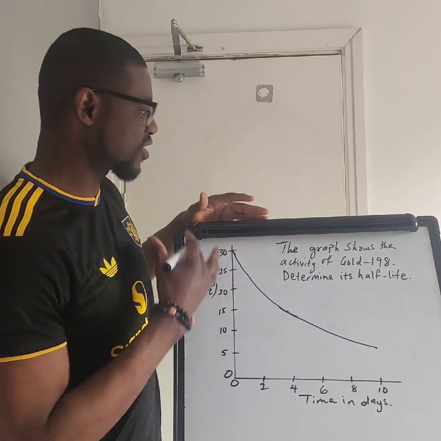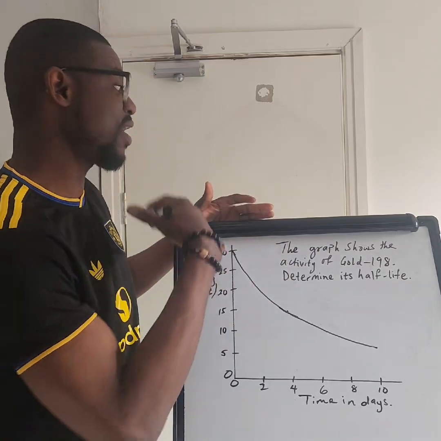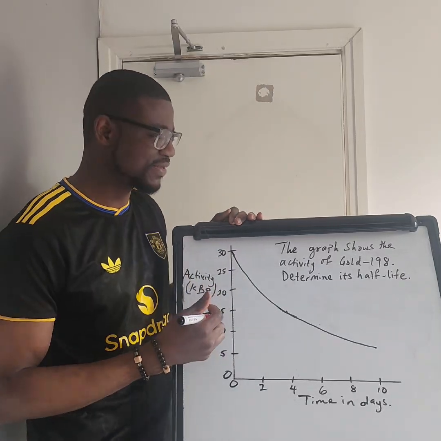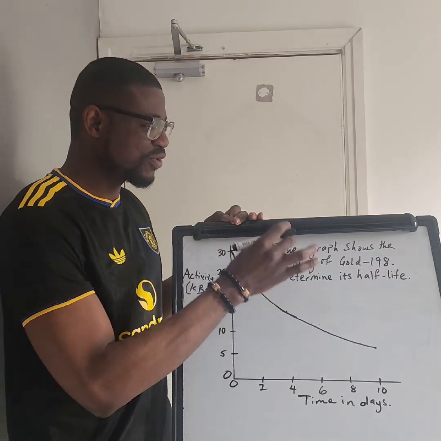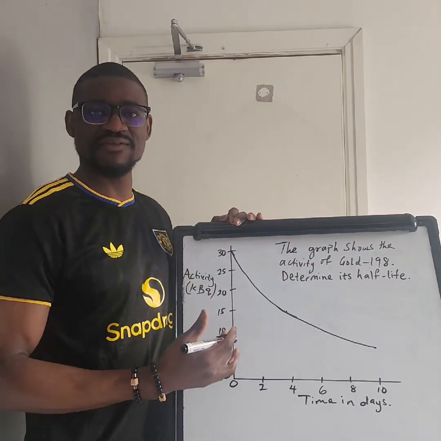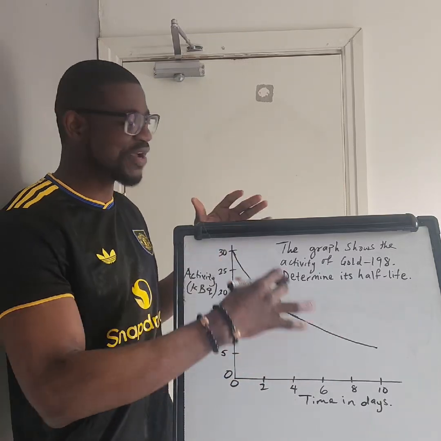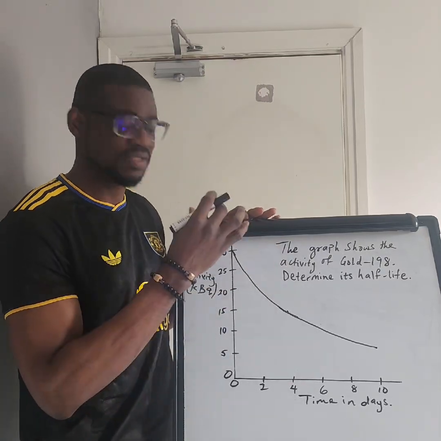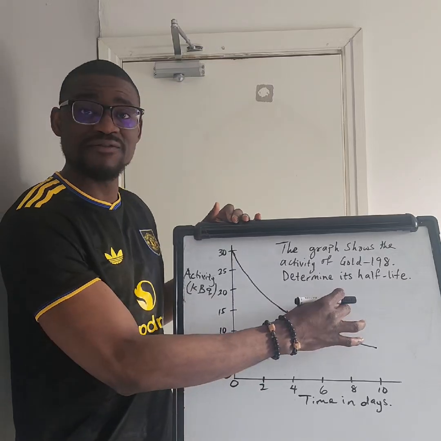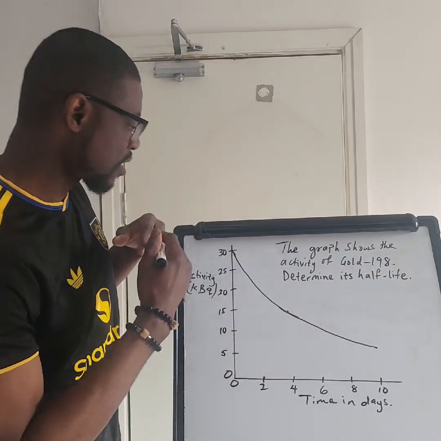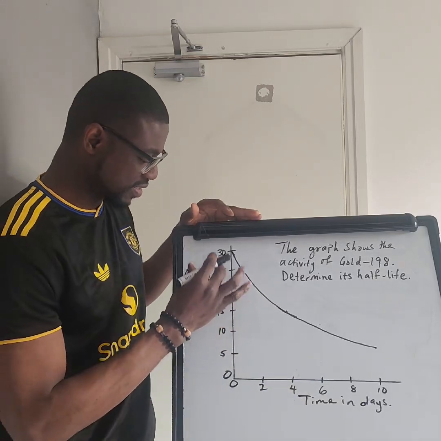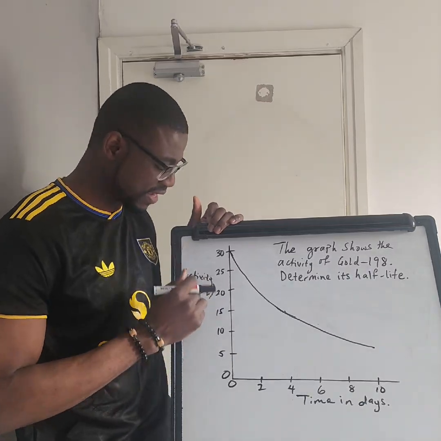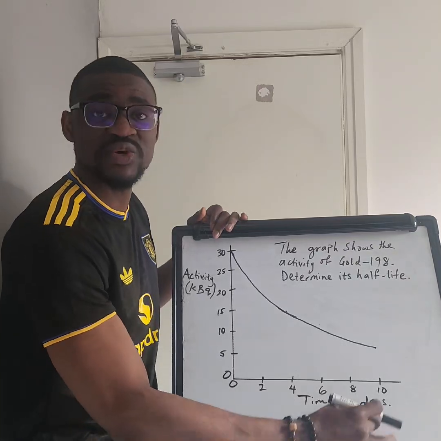So, the graph shows the activity of gold 198. You have been asked to determine its half-life. From this graph, you are meant to evaluate or ascertain the half-life of gold 198. The activity is only given to you in kilobecquerel. Of course, that's the unit of activity, and the time is given to you in days.